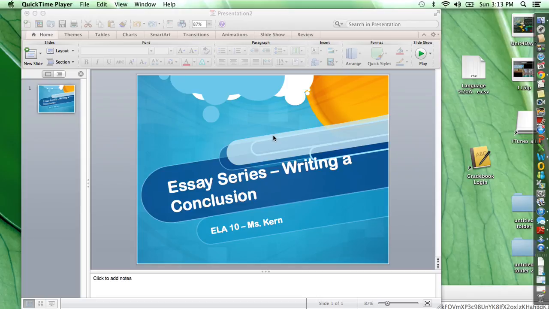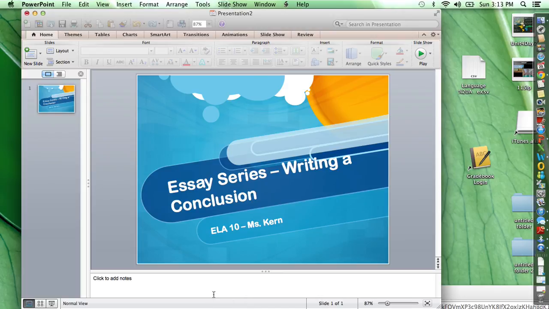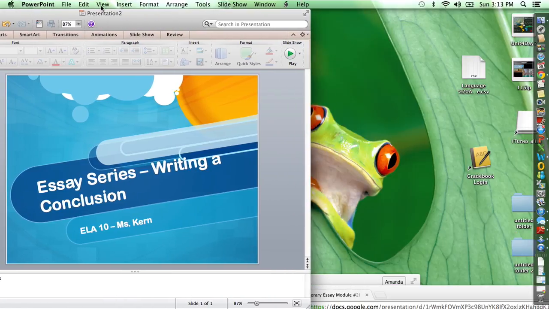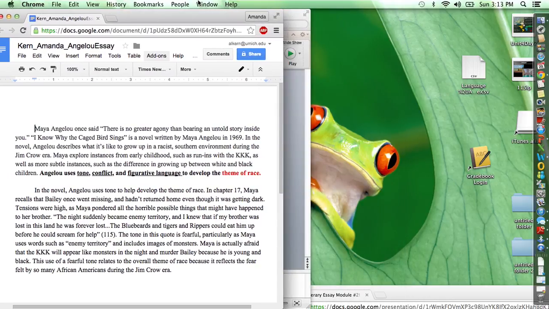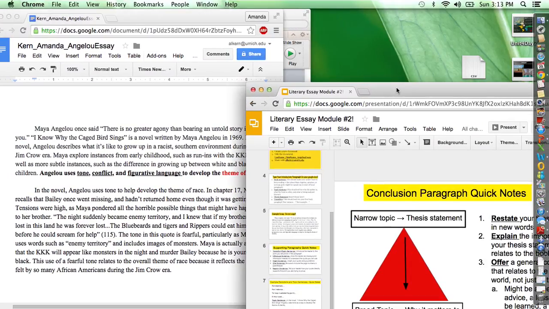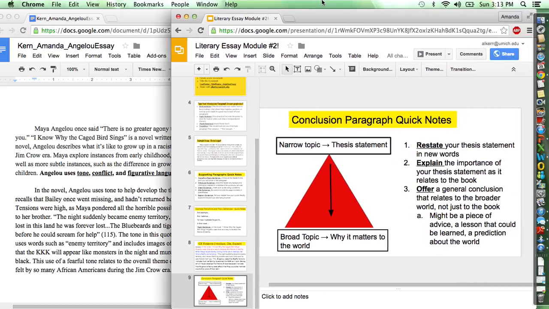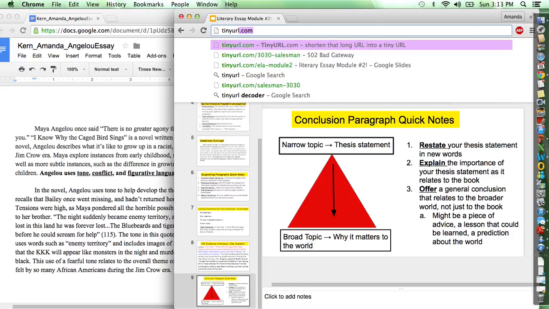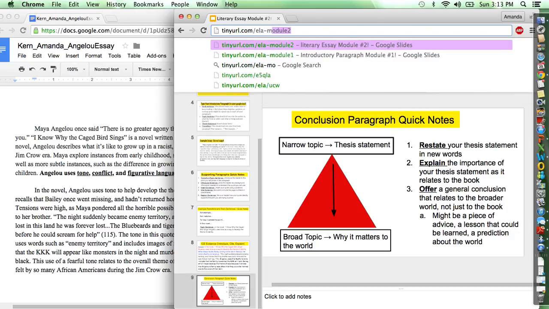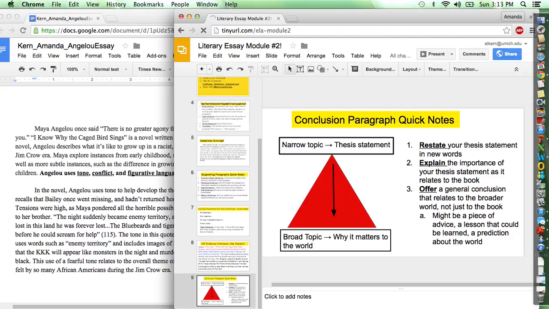Series. Today you will learn how to write a conclusion paragraph for your literary analysis essay. The first thing you want to do is make sure that you have your essay pulled up in your Google Drive. And the other thing you want to do is make sure that you've got tinyurl.com/ELA-module2 pulled up as well.